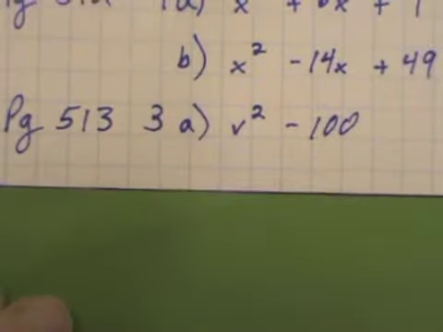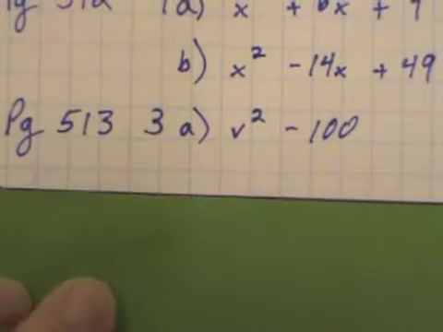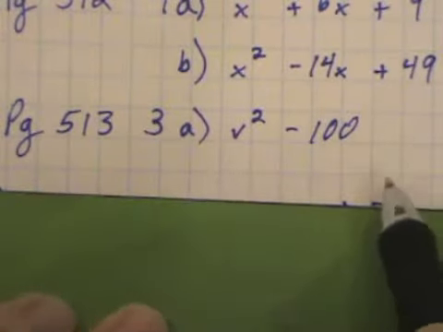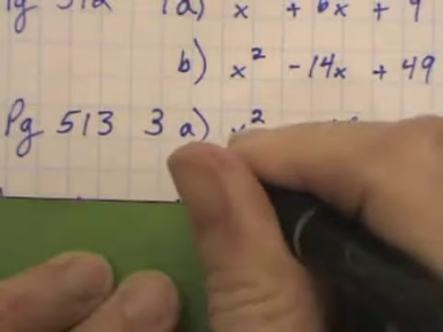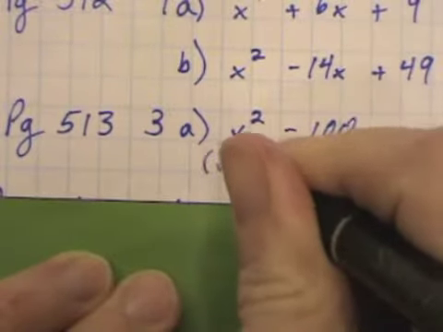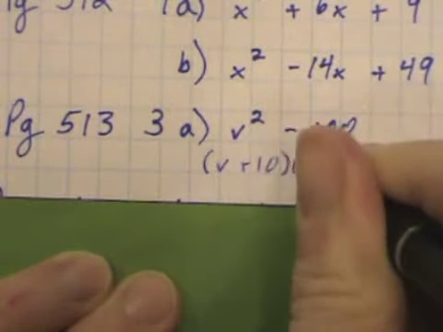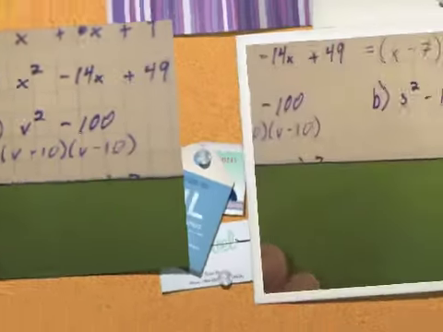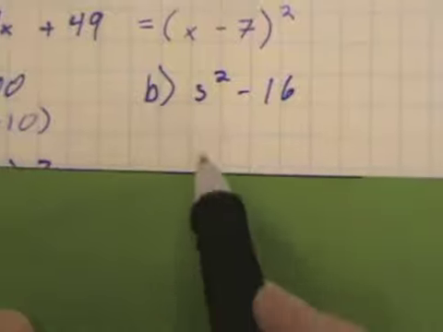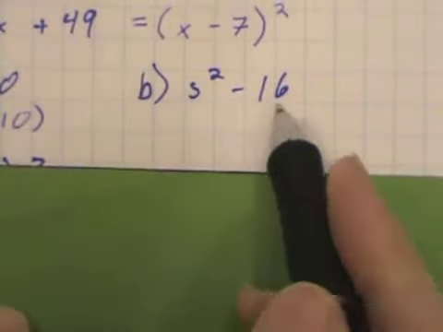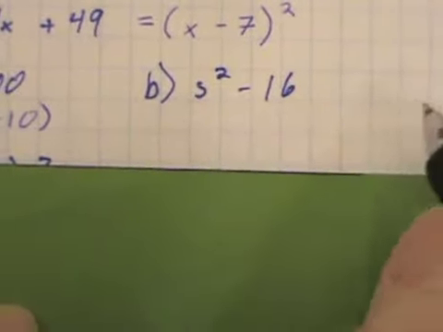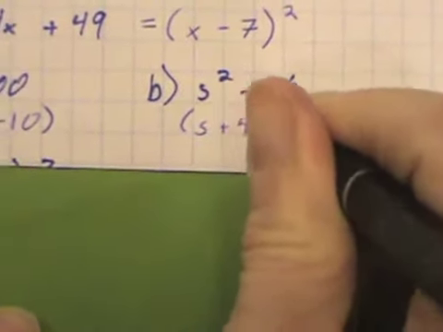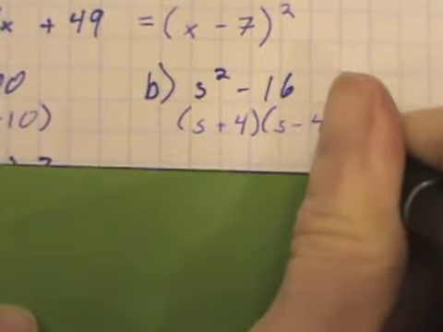I'm looking at page 513, number 3, problem A. V squared minus 100. Perfect square, perfect square. Our factorization will be v plus 10, v minus 10. Letter B is just as easy. It's two perfect squares. This one's being subtracted. It's a difference, I should say. So, s plus 4, s minus 4.